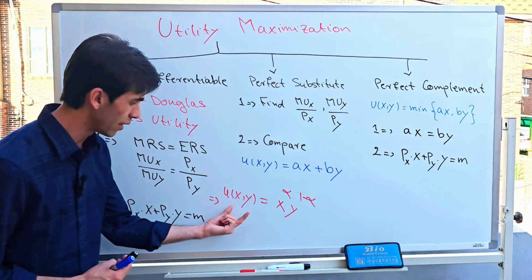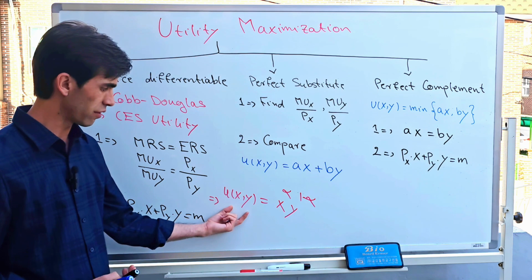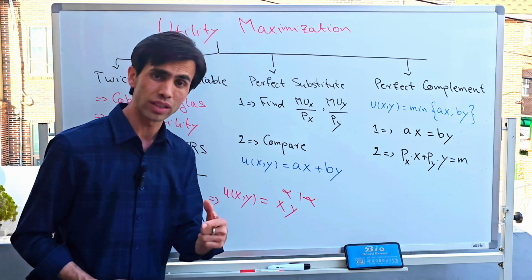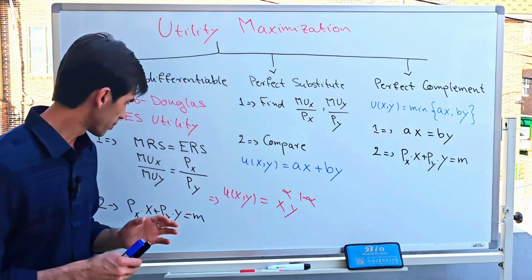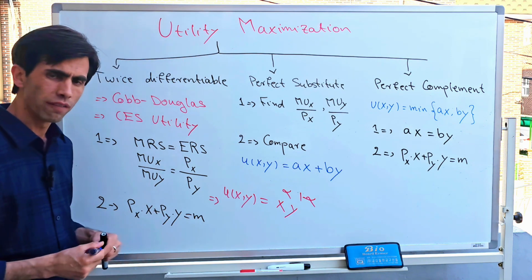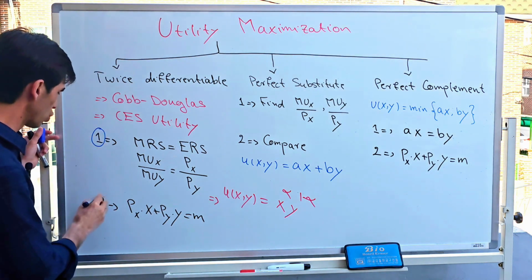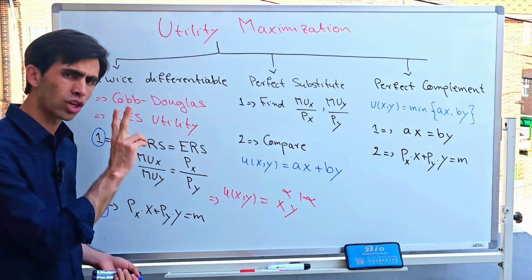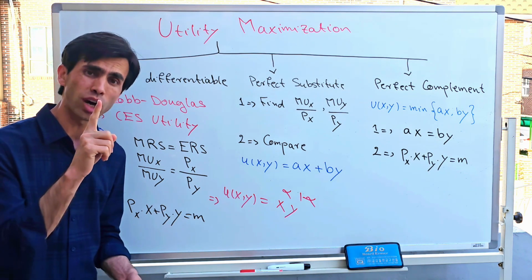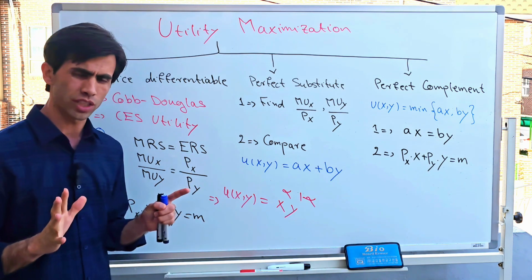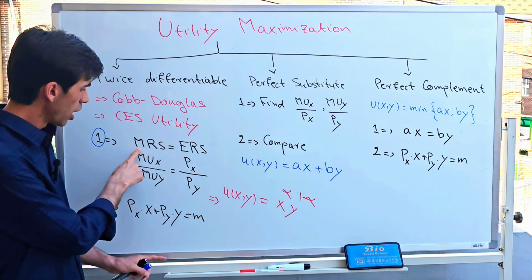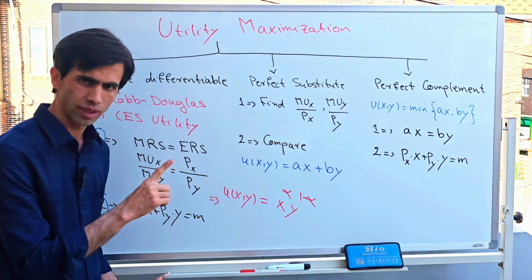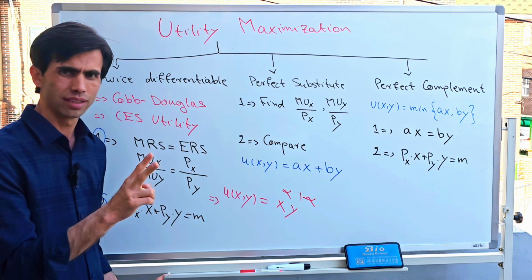For example, if we have a Cobb-Douglas utility function, which is a function of x and y, equal to x to the power of alpha, y to the power of 1 minus alpha. First of all, we need to do two processes. The first process is to set up the optimization condition. What is that optimization condition? The optimization condition is that the marginal rate of substitution is equal to the economic rate of substitution. We should set up this optimization condition.